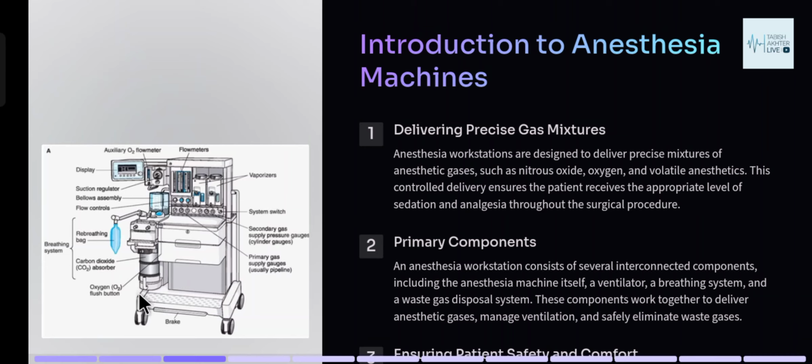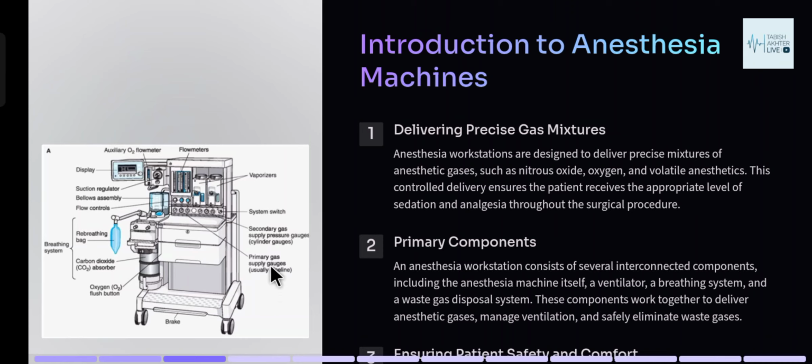13. Brake. A mechanism used to lock the anesthesia machine in place, preventing it from moving during surgery and ensuring it remains stable. 14. Primary gas supply gauges, usually pipeline. Gauges that display the pressure of gases supplied from the hospital's central pipeline system. These ensure that the gases are being delivered at the correct pressure.